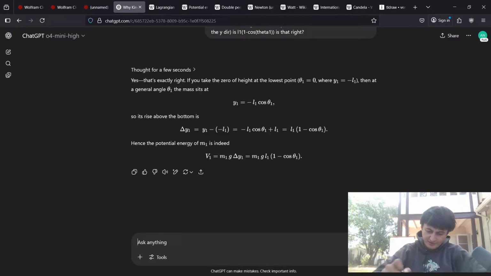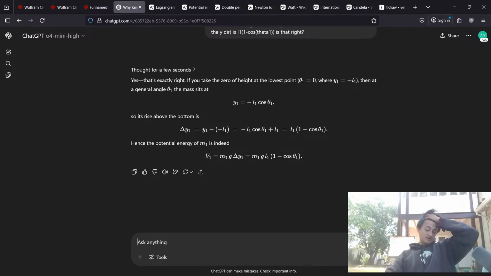Okay, so then the potential for the first pendulum is m1 g L1 times 1 minus cos theta 1 of t. Right, we already did that. We already derived that, but I'm a little slow.